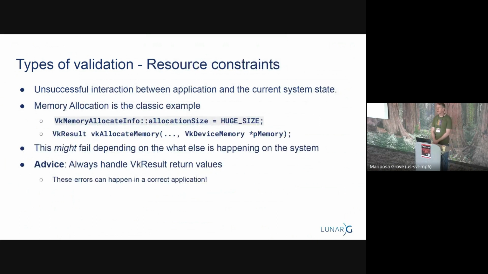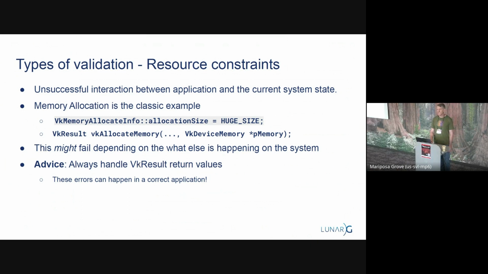And then resource constraints are fun. Validation can't completely solve these for you. So memory allocation, you can make a completely valid memory allocation call, and it might work on your system when it's idle, but then you might start up 10 different applications and use a bunch of GPU memory in the background. So this might fail in your application, and it might not. Don't know until you run it.